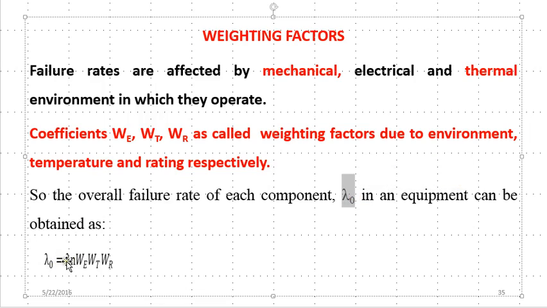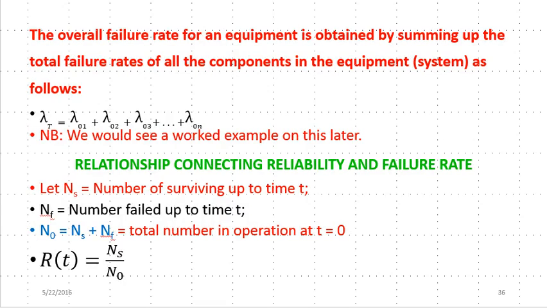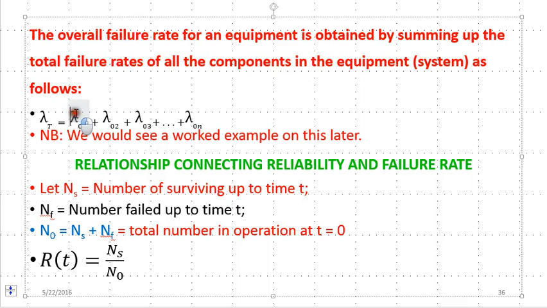And here I have my lambda naught equal to lambda times n, where n is the number of the components involved, and these three are my weighting factors: environmental, temperature, and the rating. For instance, if I am assessing the reliability of an amplifier, we know in the amplifier, if you open, you can see resistors, capacitors, diodes, and many different components. So if you want to find the overall failure rate of that amplifier, you get the overall failure rate of resistors, that of capacitors, that of transistors, that of diodes, and you add all of them to give you the overall failure rate of your system.